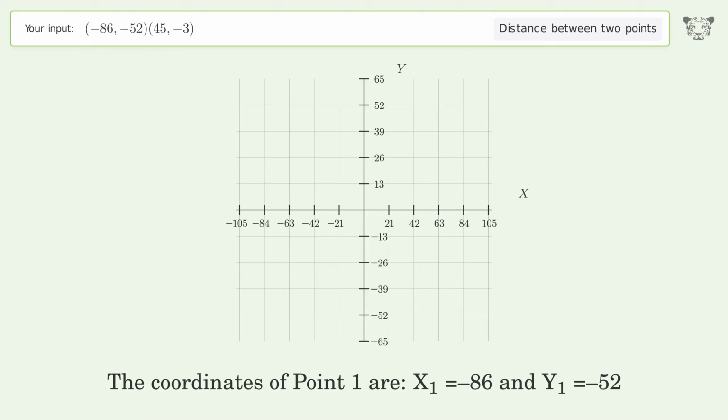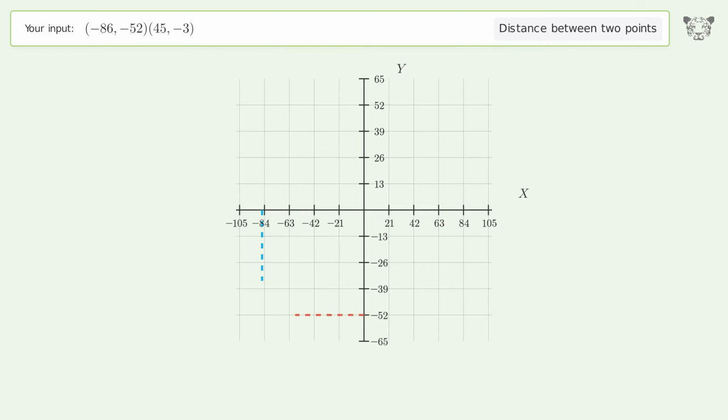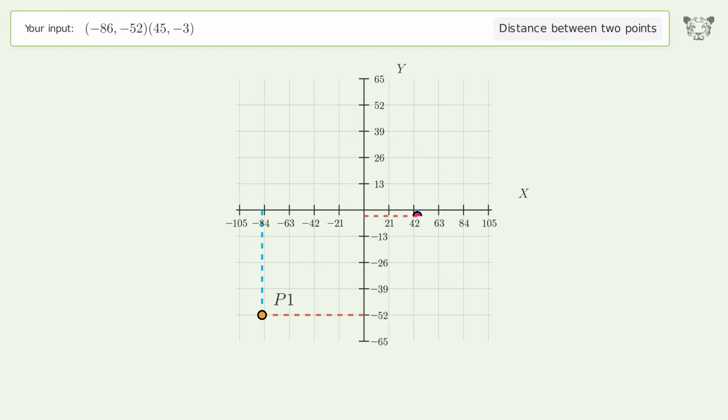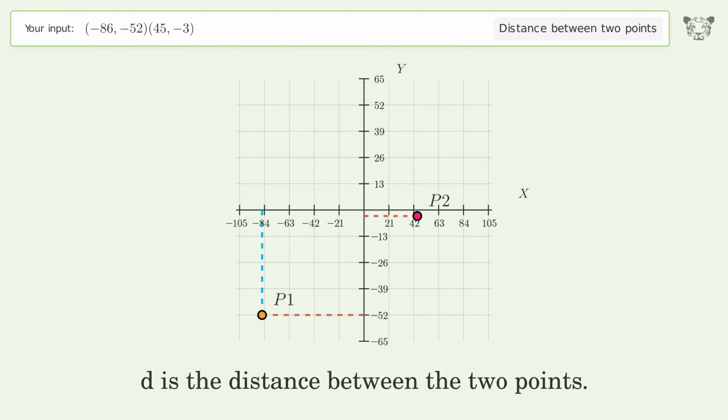The coordinates of point 1 are, x1 equals negative 86 and y1 equals negative 52. The coordinates of point 2 are, x2 equals 45 and y2 equals negative 3. D is the distance between the 2 points.